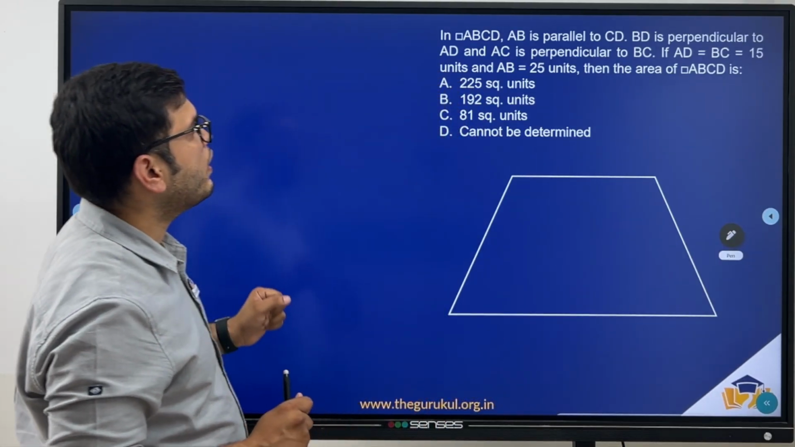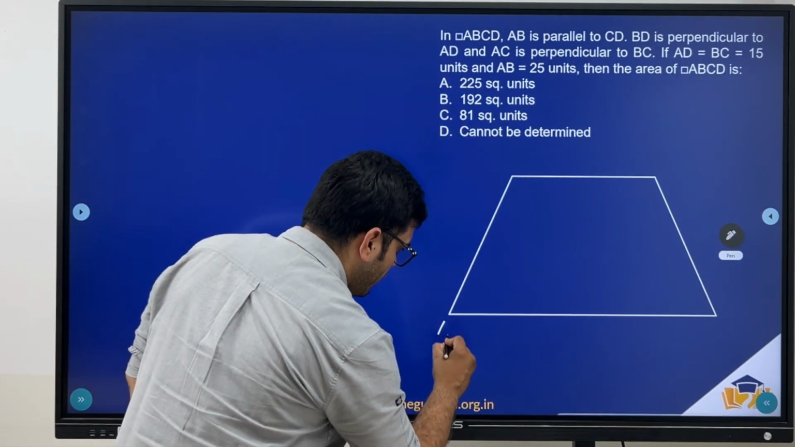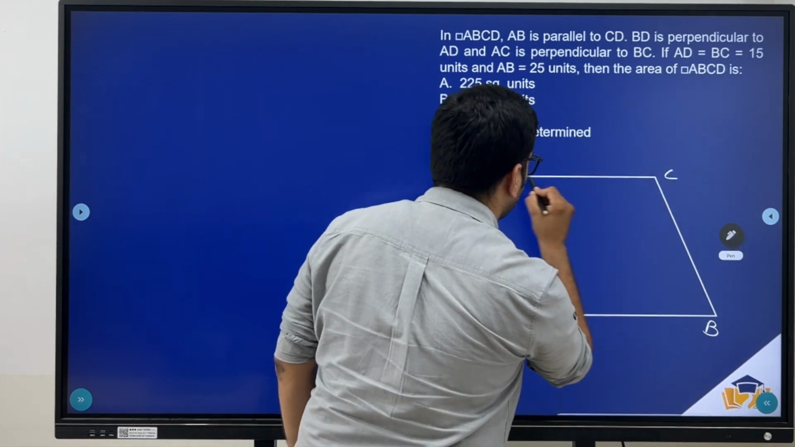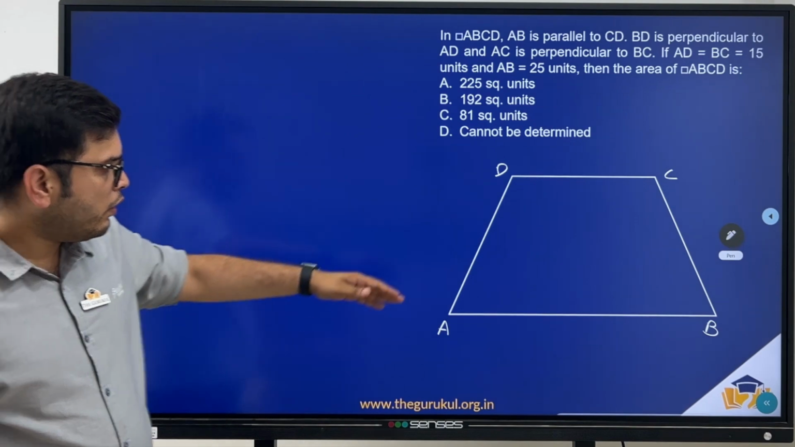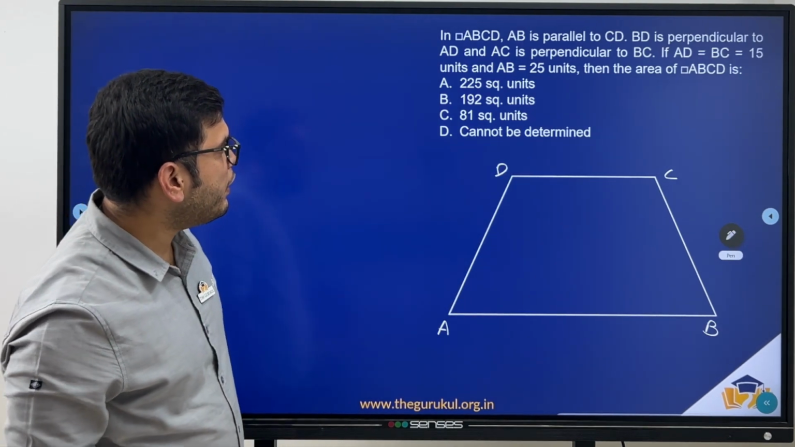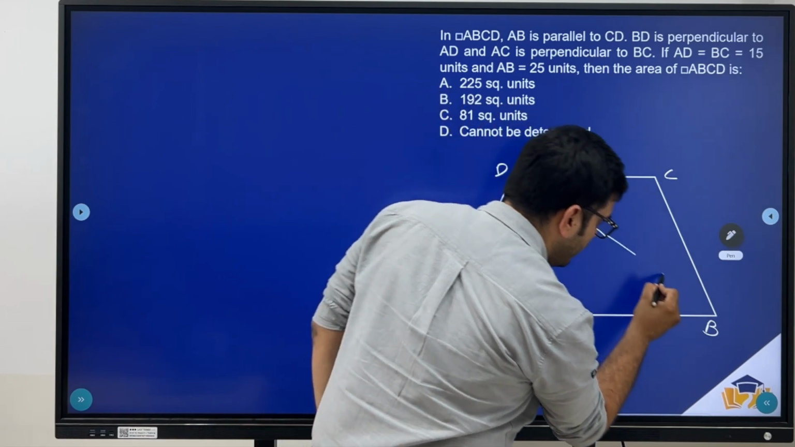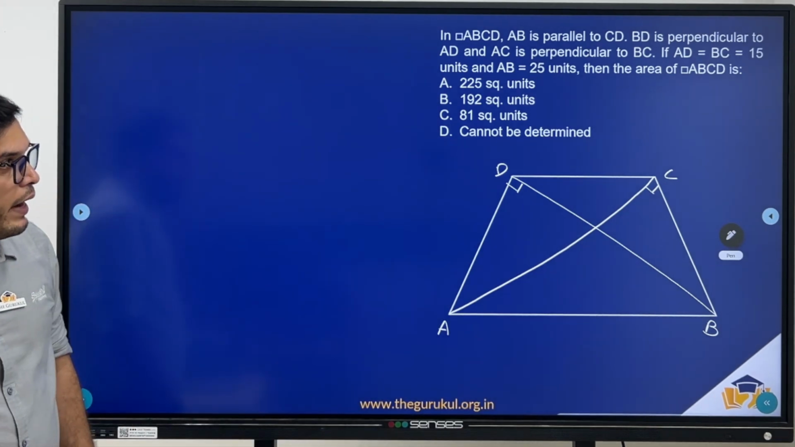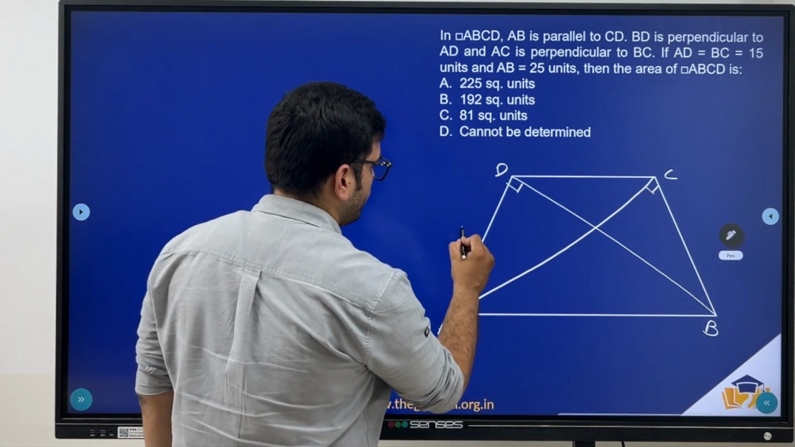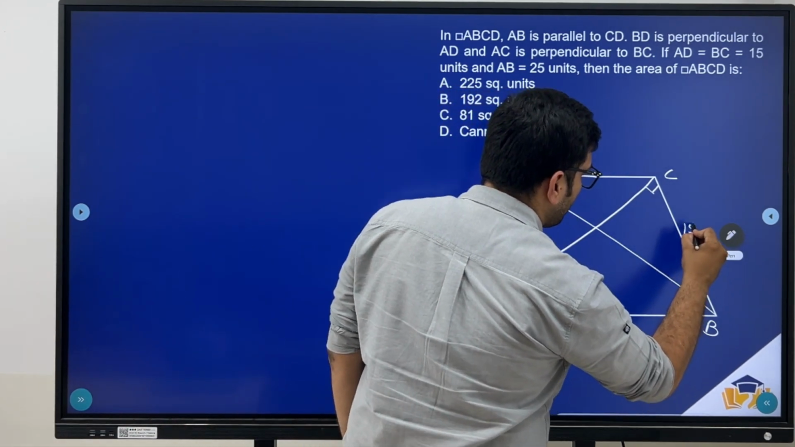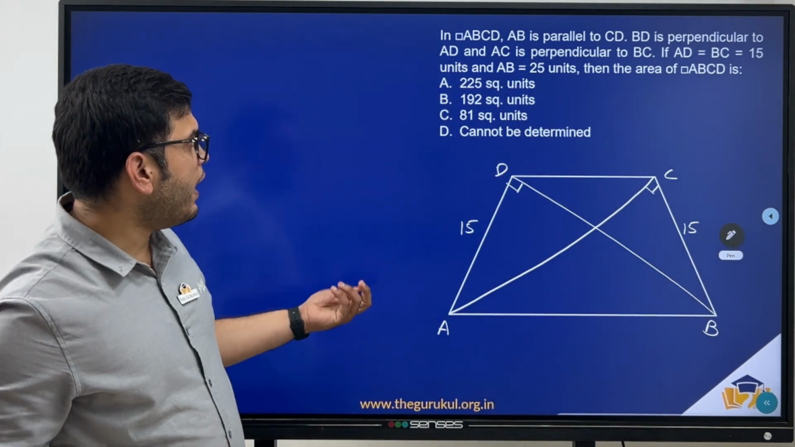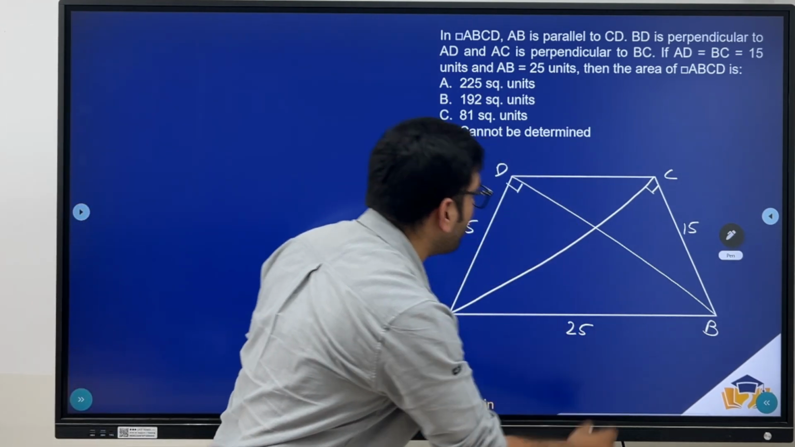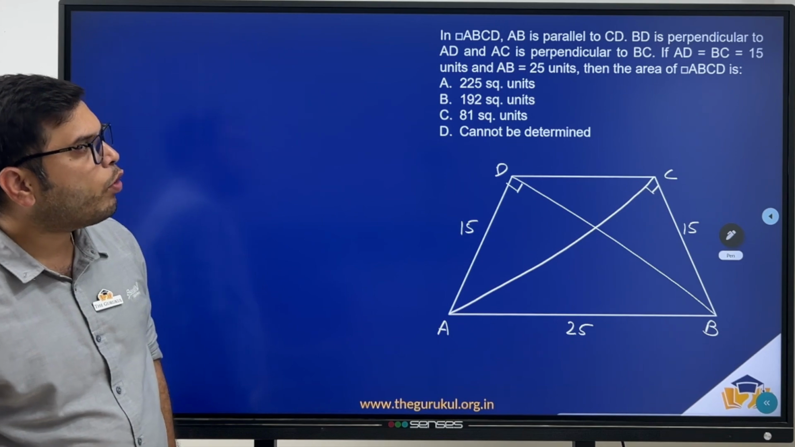Now coming to the third question. In quadrilateral ABCD, let this be ABCD. AB is parallel to CD, BD is perpendicular to AD. The diagonal BD is perpendicular to AD, and AC is perpendicular to BC. Now, if AD is equal to BC is equal to 15, so if this is 15, this is 15, and AB is equal to 25 units, then find the area of quadrilateral ABCD.